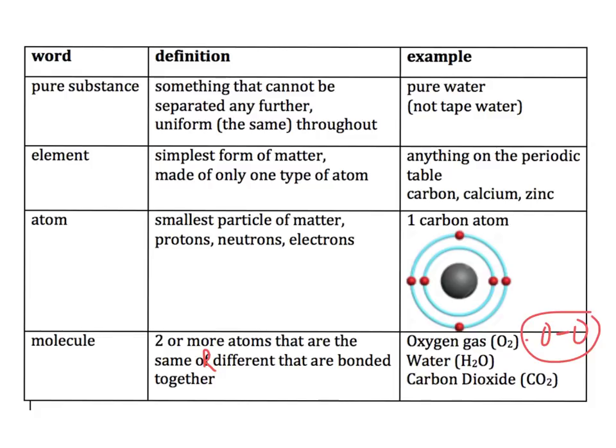Water is 2 different elements that are bonded together. So this is actually 3 atoms that make 1 molecule of water. It's 2 hydrogens and 1 oxygen. And then carbon dioxide, this is 3 atoms of 2 elements, because we have 1 carbon and we have 2 oxygens, and they're bonded together like this.